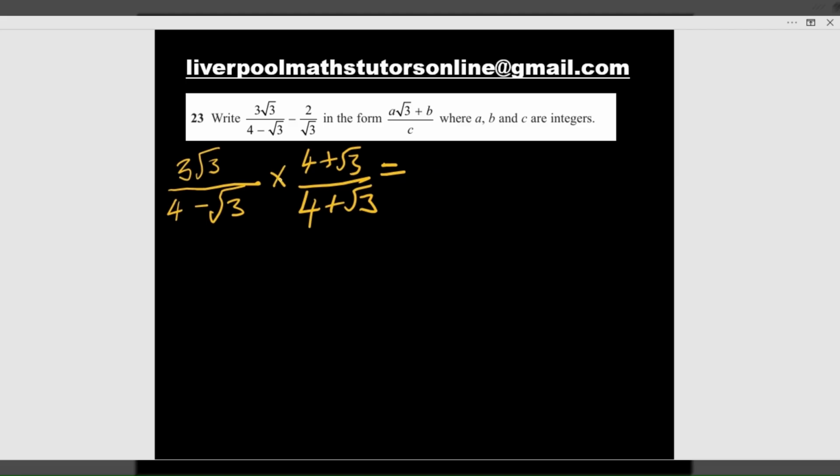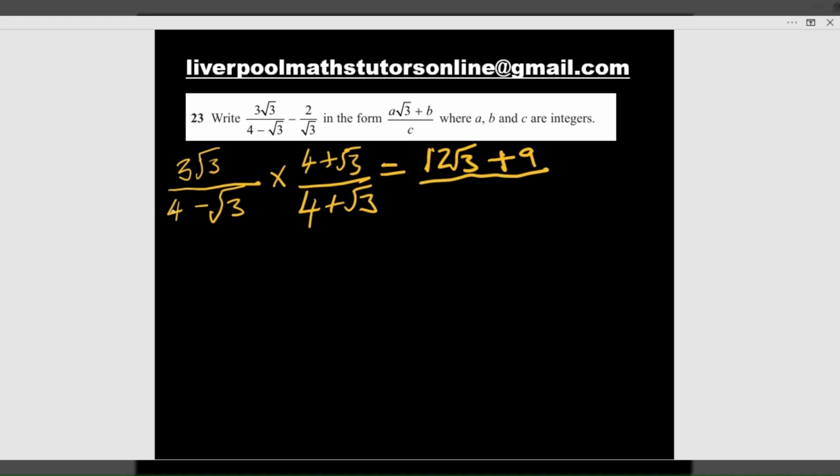So if I times this out, on the top I've got 4 3s are 12. Right, so I've got 12 root 3. And then times the other bit. Now root 3 times root 3 removes the root. So that just becomes 3 times 3. So it's 12 root 3 plus 9 on the top.